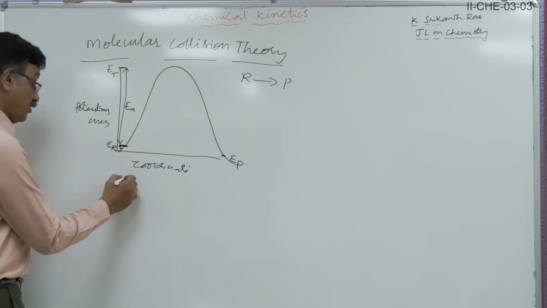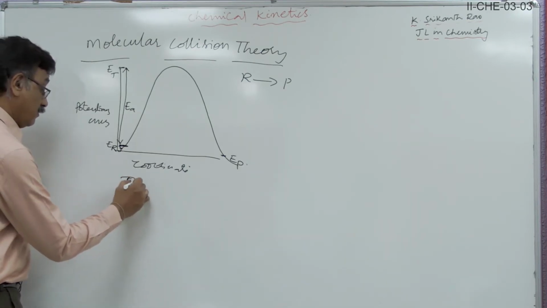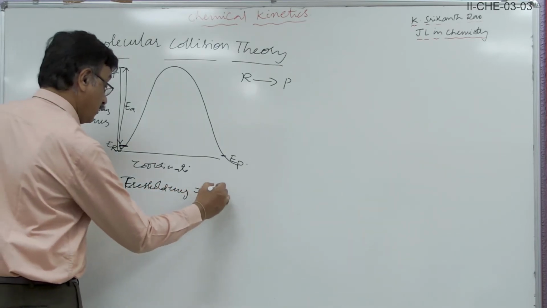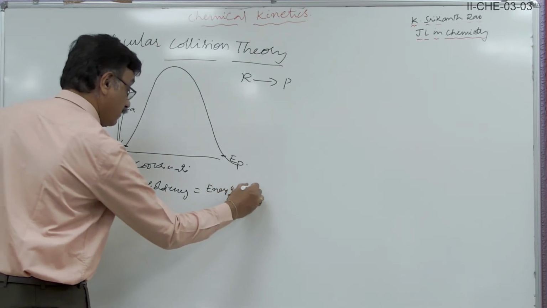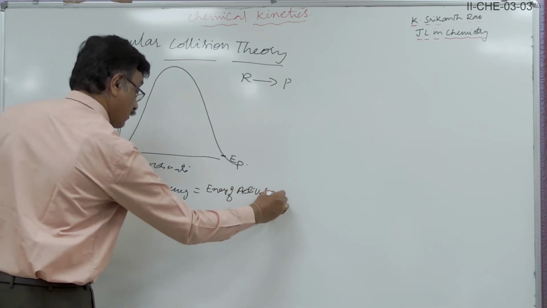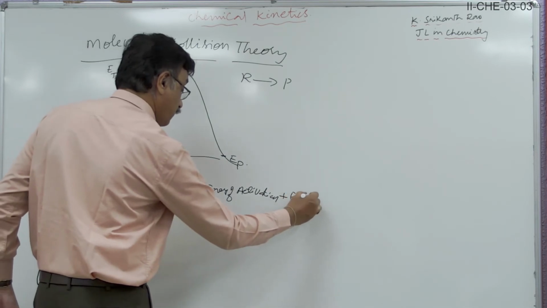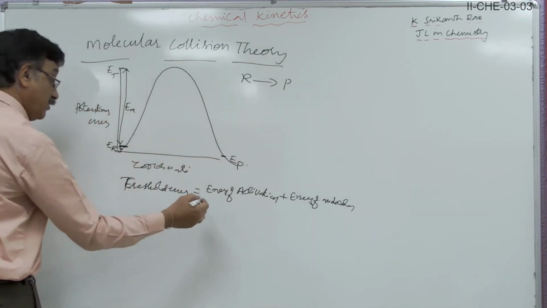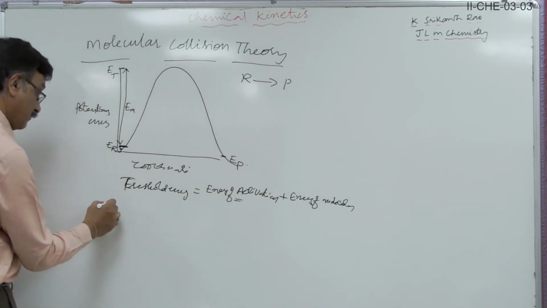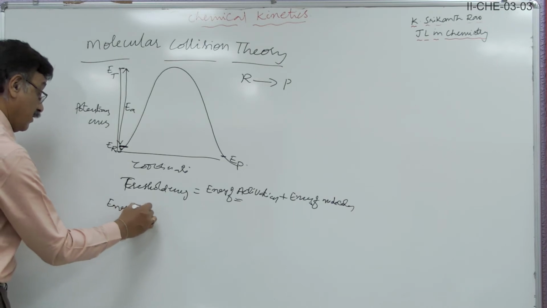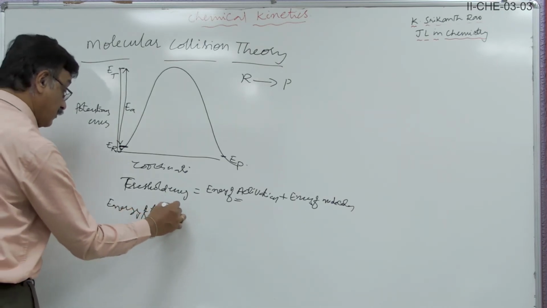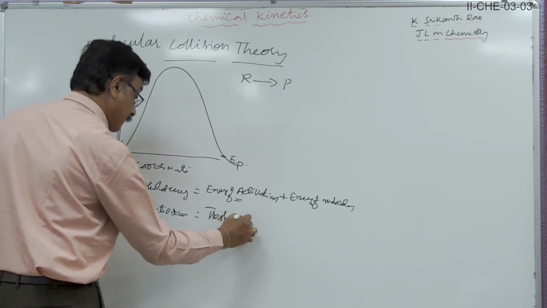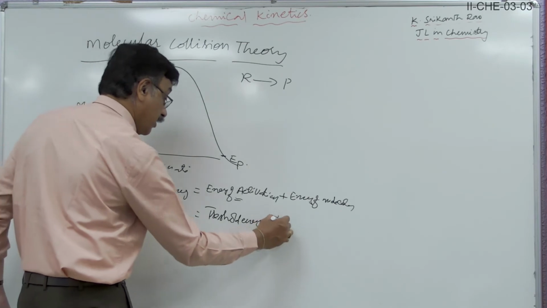So threshold energy equal to energy of activation plus energy of molecule. If you want the energy of activation, the extra amount of energy of activation, then it is this threshold energy minus energy of molecule.